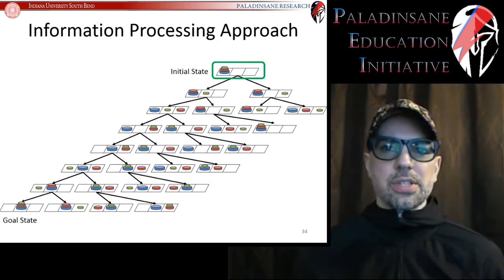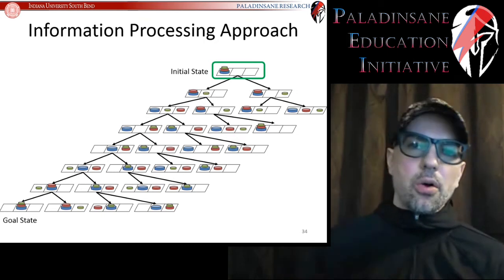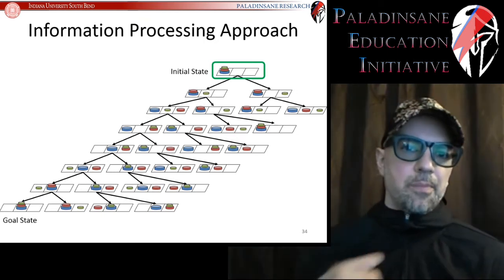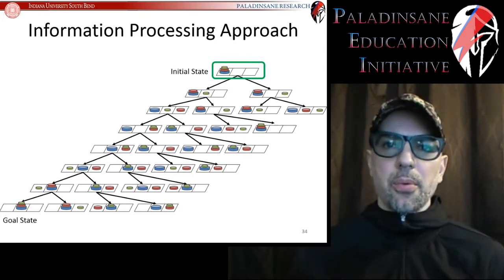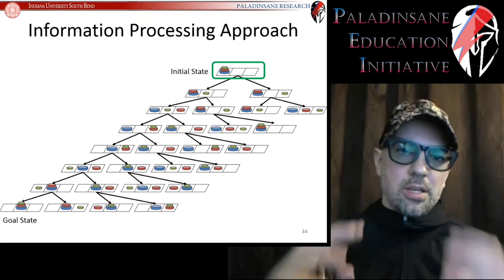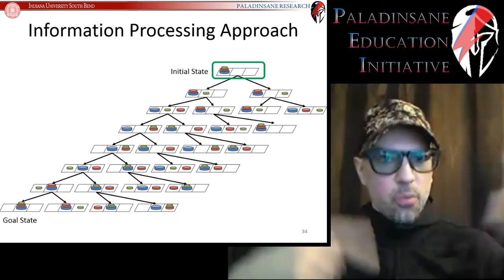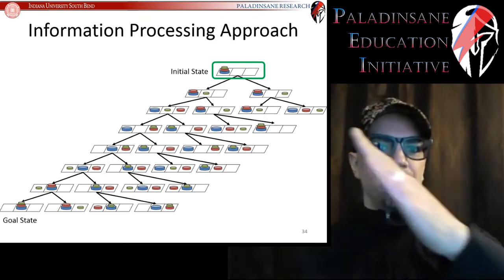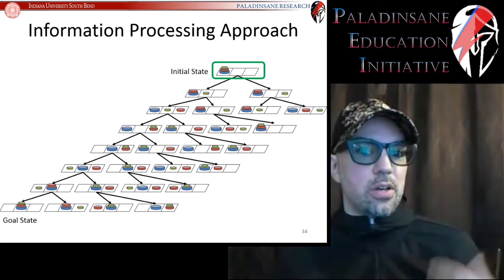So we have our initial state, we have our goal state, and according to the information processing approach, solving a problem can be thought of as applying operators and navigating through your problem space. The problem space gives us a structure where we can understand what cognitions are going through, and it can give us insight in terms of where we might find difficulty.